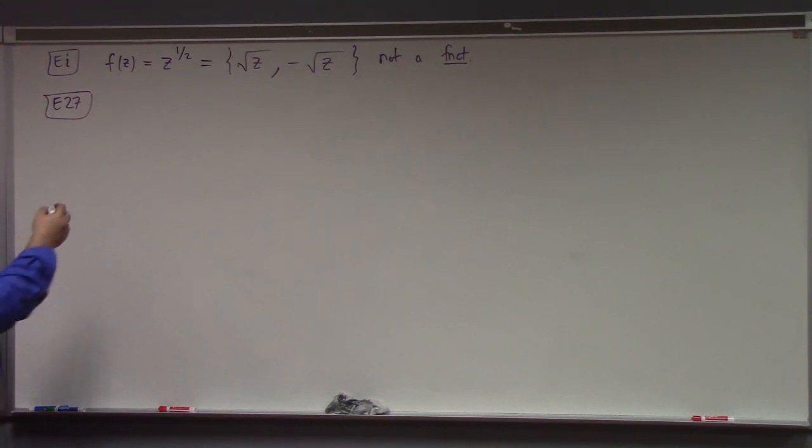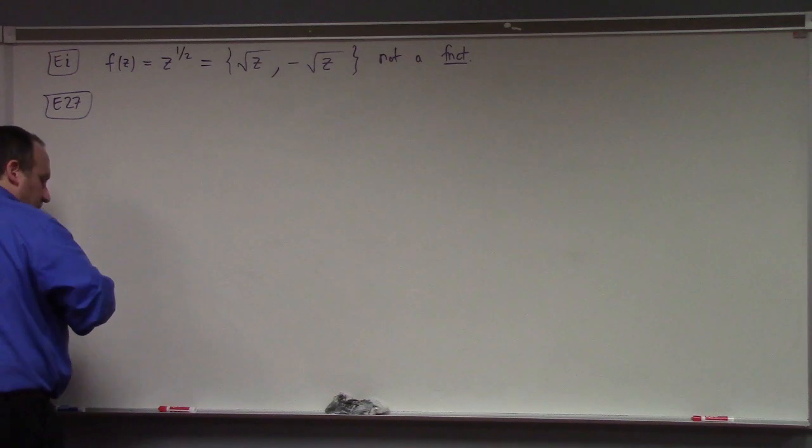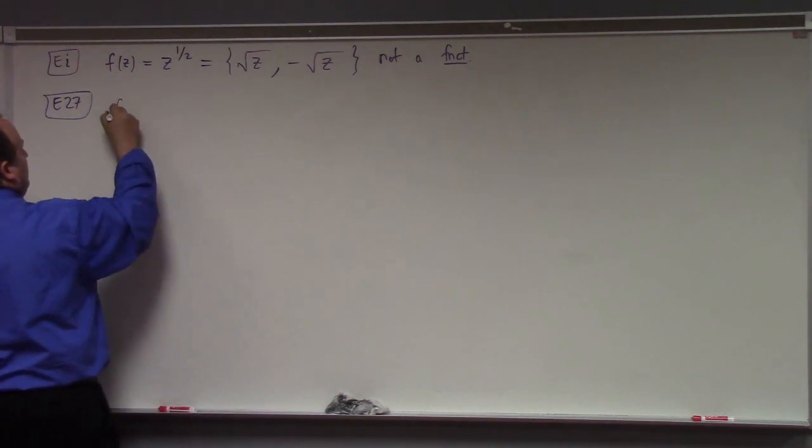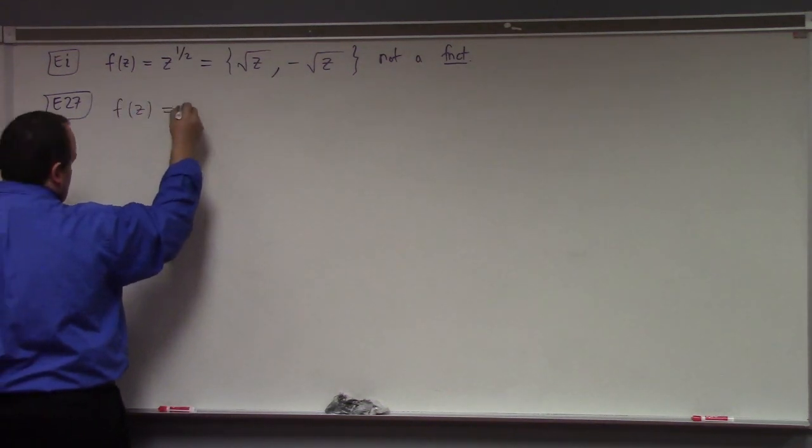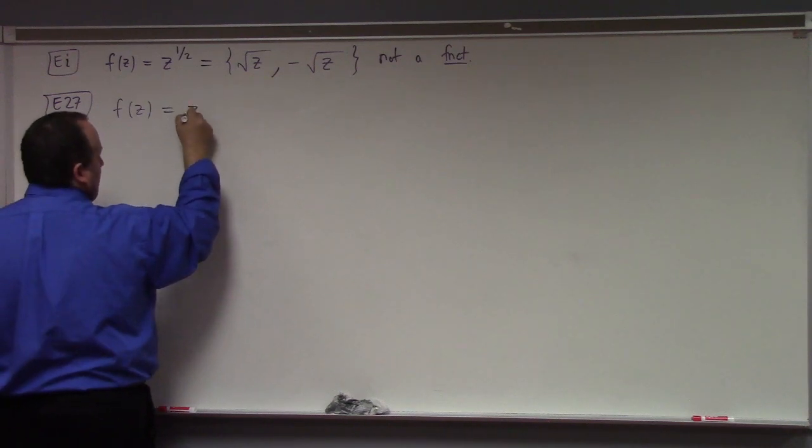All right, so actually, let's not do examples. Oh, one easy example. F of z, let's just do something really easy here just to keep it mellow. Z cubed.